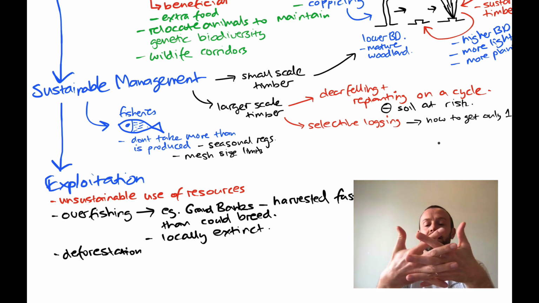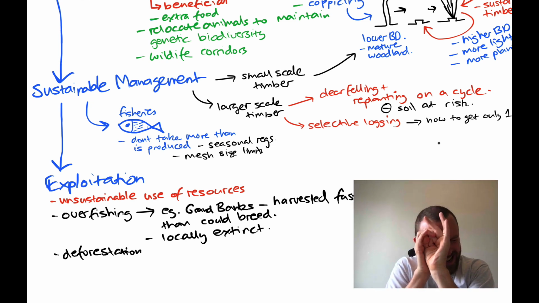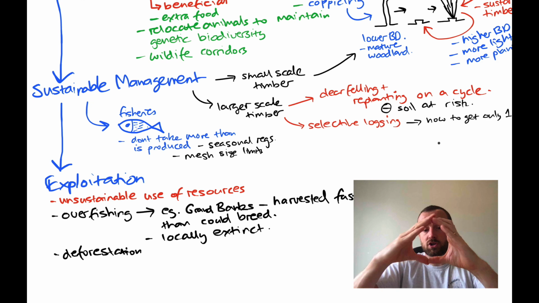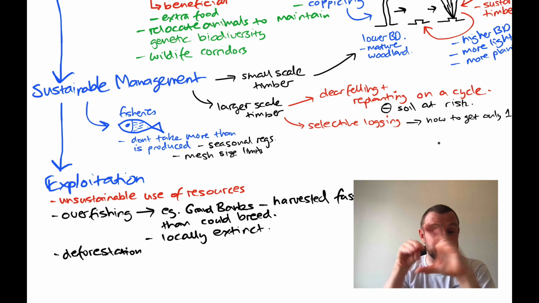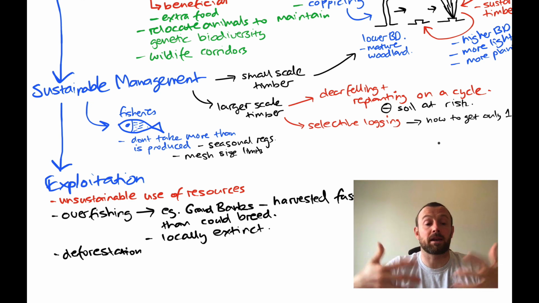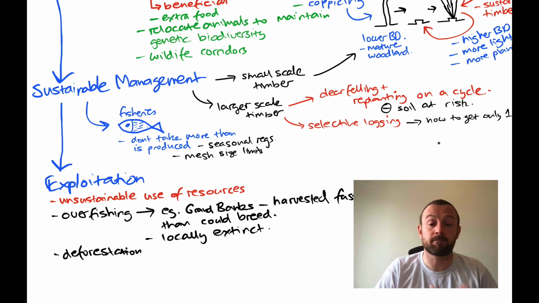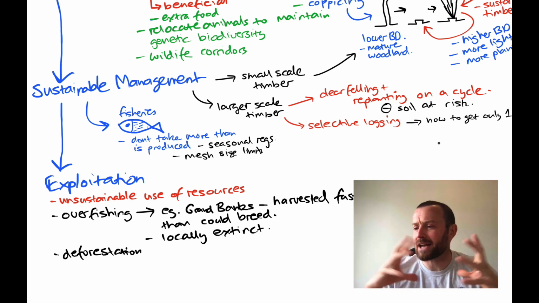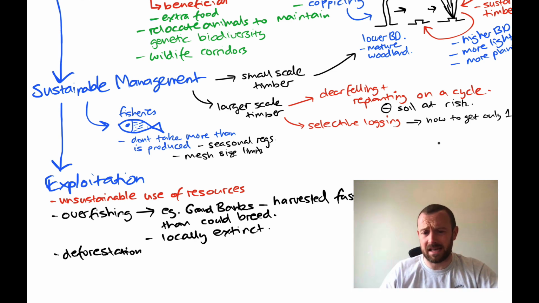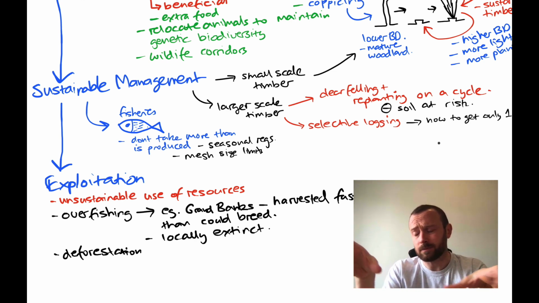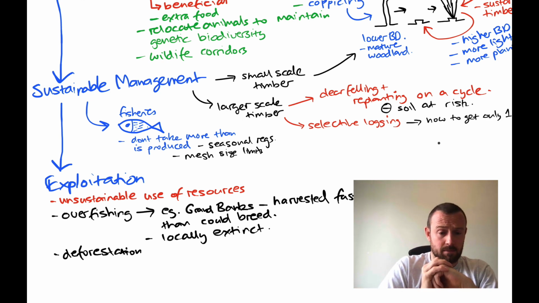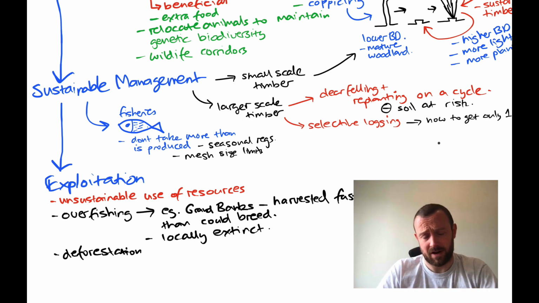Basically the mesh is the size of the netting. With very fine mesh, it'll catch all the fish. But if you have a larger mesh, then maybe the baby fish can escape the net and live to breed and replenish the population. So mesh size is another thing. You can have no catch zones around different parts of the sea where fishermen aren't allowed to go, which means that the fish can breed in those areas, and so on. But there's lots of different strategies you can use.